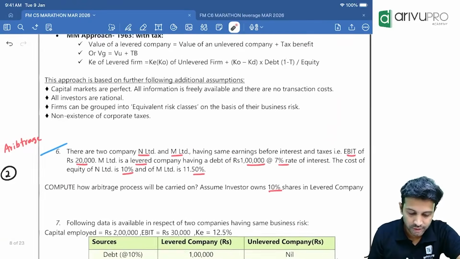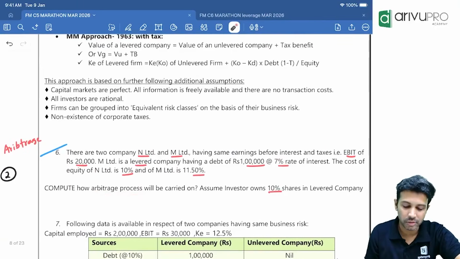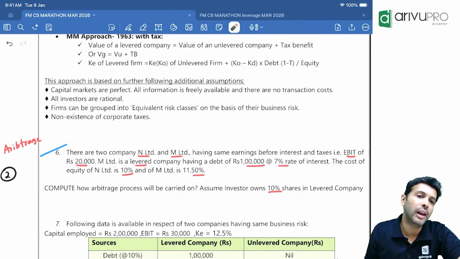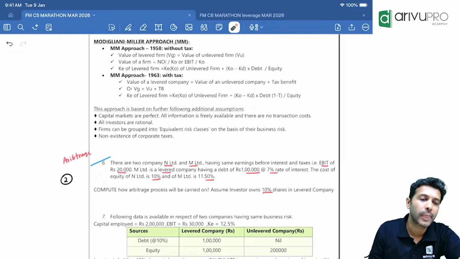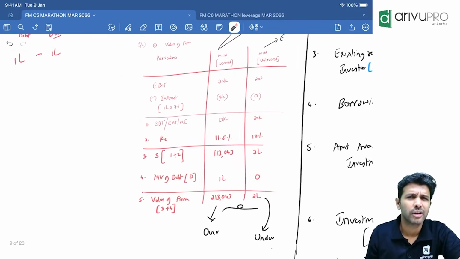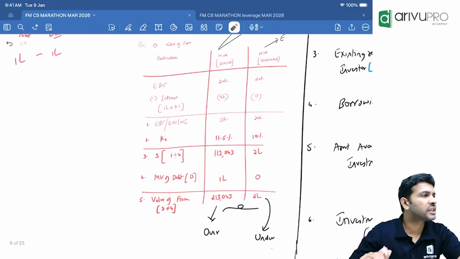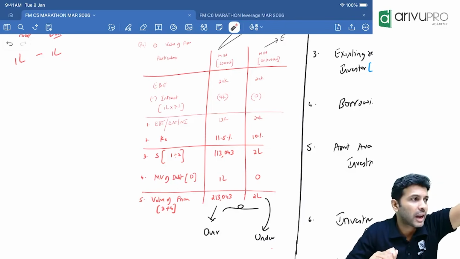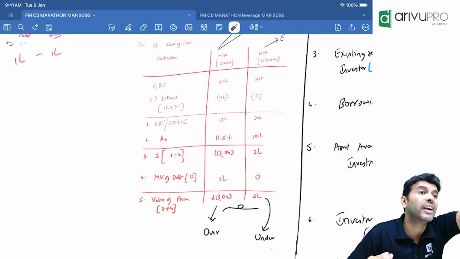Investor does. Now check here. Compute how the arbitrage works. Assume the investor owns 10% shares in the levered company. Currently, the investor is holding shares in which company? Levered company. Sir, arbitrage is a very simple process. Whichever company's shares are overvalued, sell them and buy the shares of the company which is undervalued.